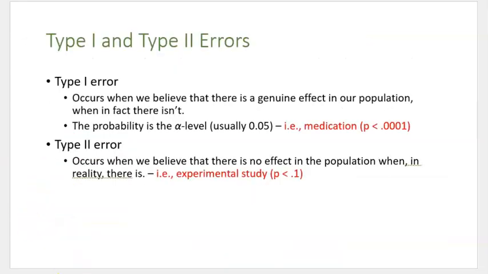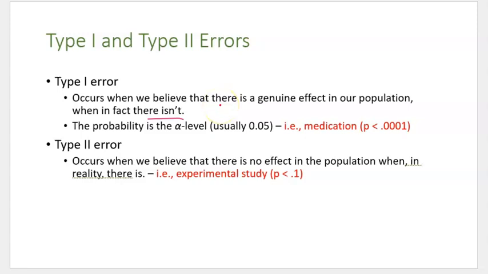Type 1, type 2 error again. So I will show you many different slides, but they are talking about almost the same thing. Type 1 error occurs when we believe that there is a genuine effect in our population when, in fact, there is not. But you will consider that there is an effect.